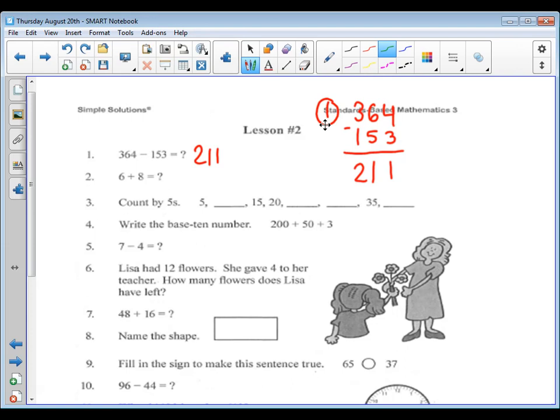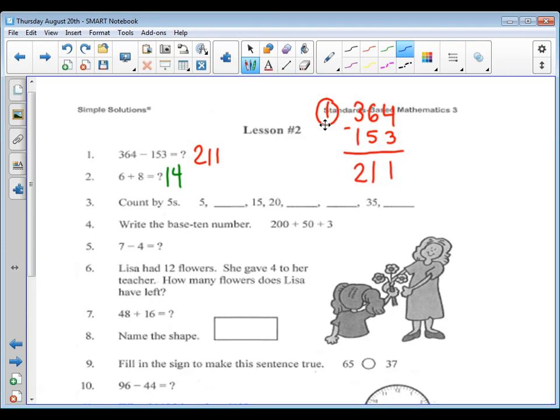I'm going to change colors now. Our next question is 6 plus 8. This is something that we can solve in our head. I like to pop the large number in my head, 8, and count up by 6. 8, 9, 10, 11, 12, 13, 14. Our answer is 14.